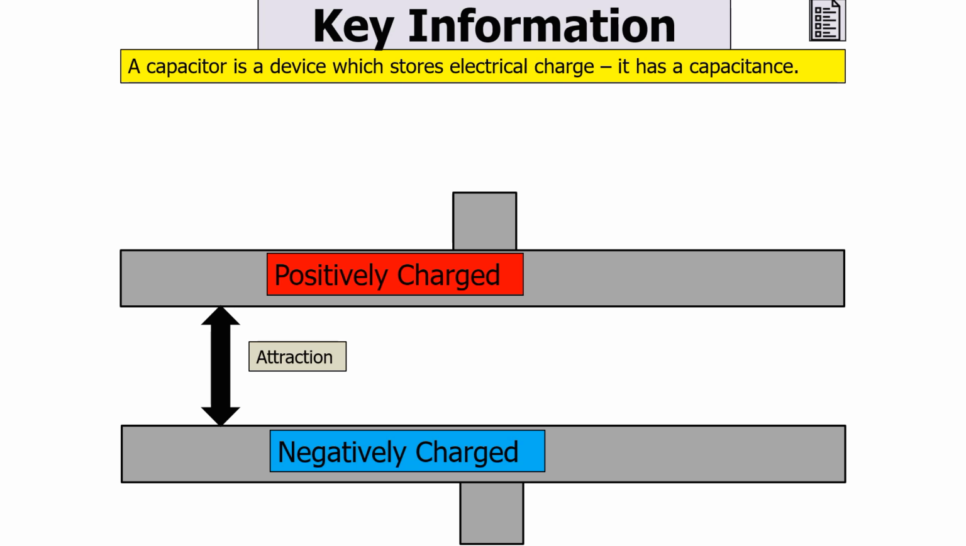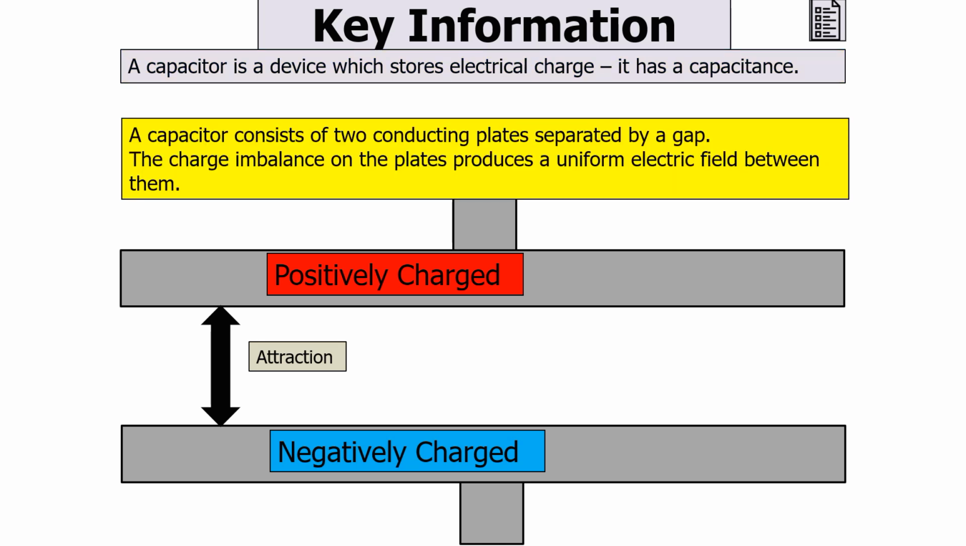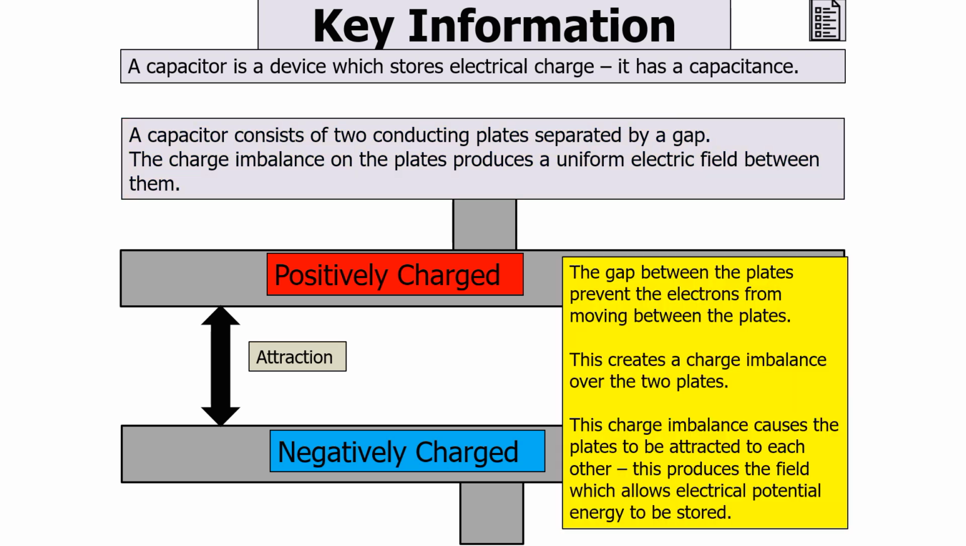It has capacitance. Now a capacitor consists of two conducting plates separated by a gap. The charge imbalance on the plates produces a uniform electrical field between them. Now the gap between the plates prevents the electrons from moving between the plates. This creates our charge imbalance over the two plates. This charge imbalance causes the plates to be attracted to each other, and this produces the electrical field which allows electrical potential energy to be stored.